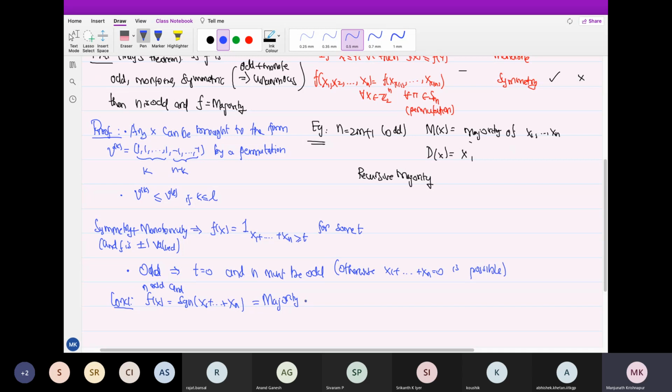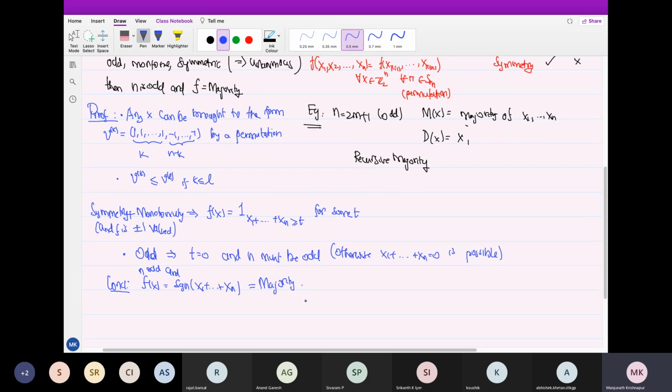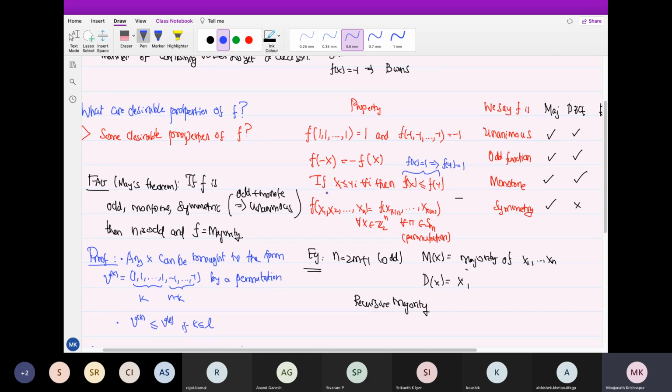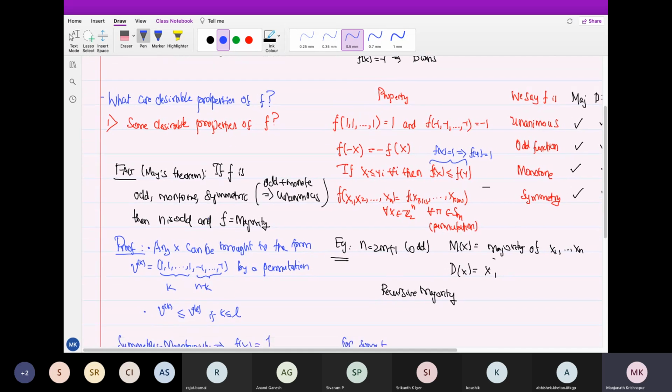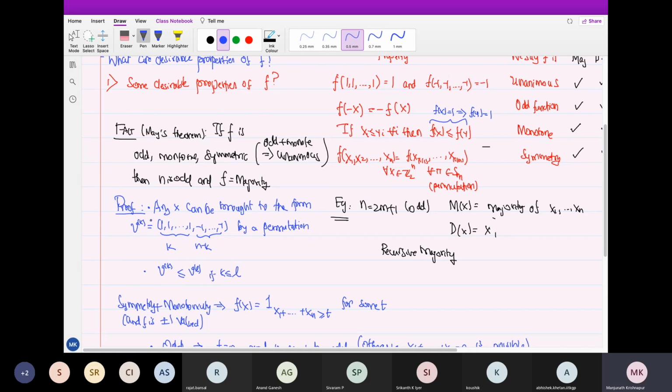That's what majority does. You just add all the votes, and if it's positive, it means more people voted +1, and if it's negative, more people voted -1. So it's a fairly trivial, but a nice and pleasant fact that properties which you may abstractly feel desirable are satisfied only by the majority function. Any questions, comments here?